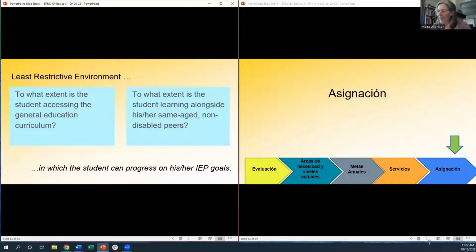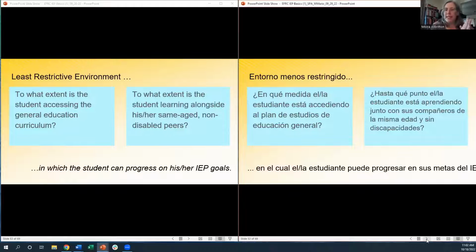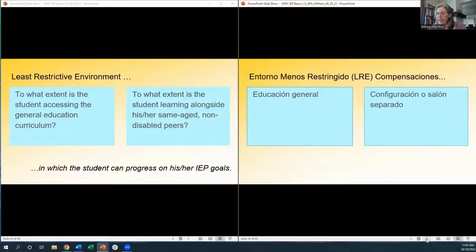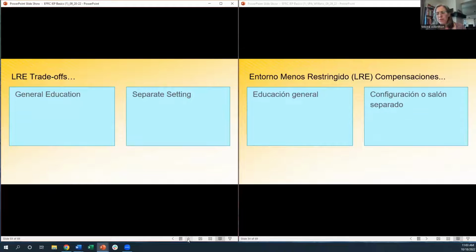I see chatting. So we're going to review least restrictive environment one more time. And again, it's to what extent a student is accessing general education standards. So Common Core state standards for most of us, right? And then to what extent is the student learning alongside his or her same-aged non-disabled peers? And the LRE is going to be different for every student because it's going to be driven by those IEP goals that are specific to that student. Just to talk about that basic idea. Let's talk about trade-offs, shall we?